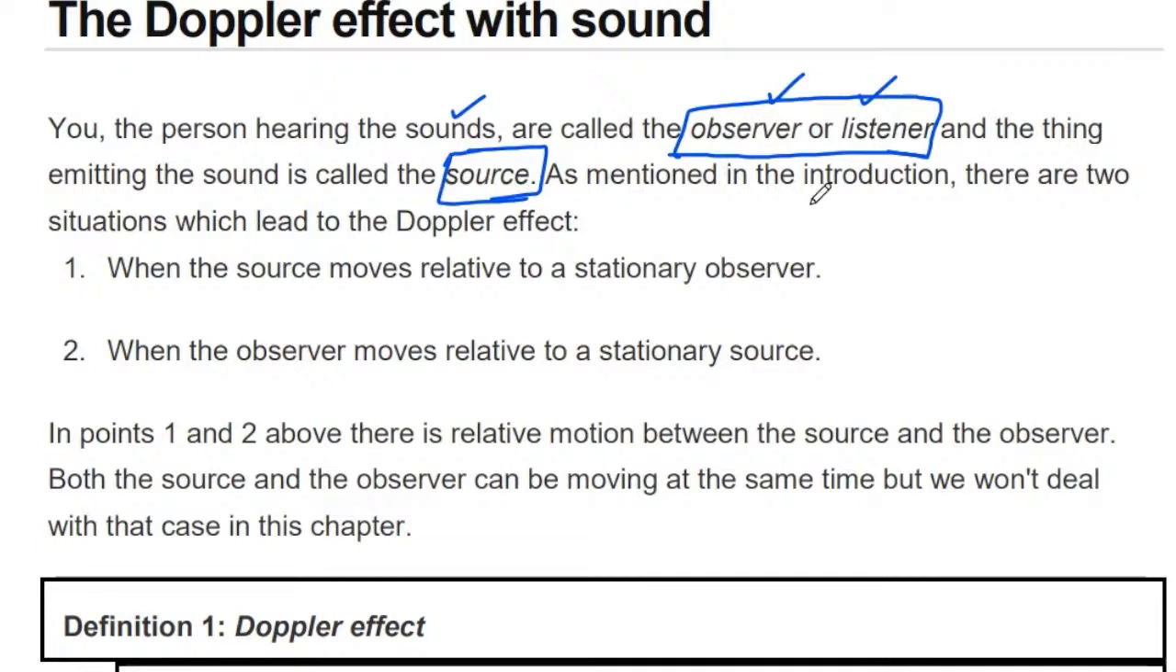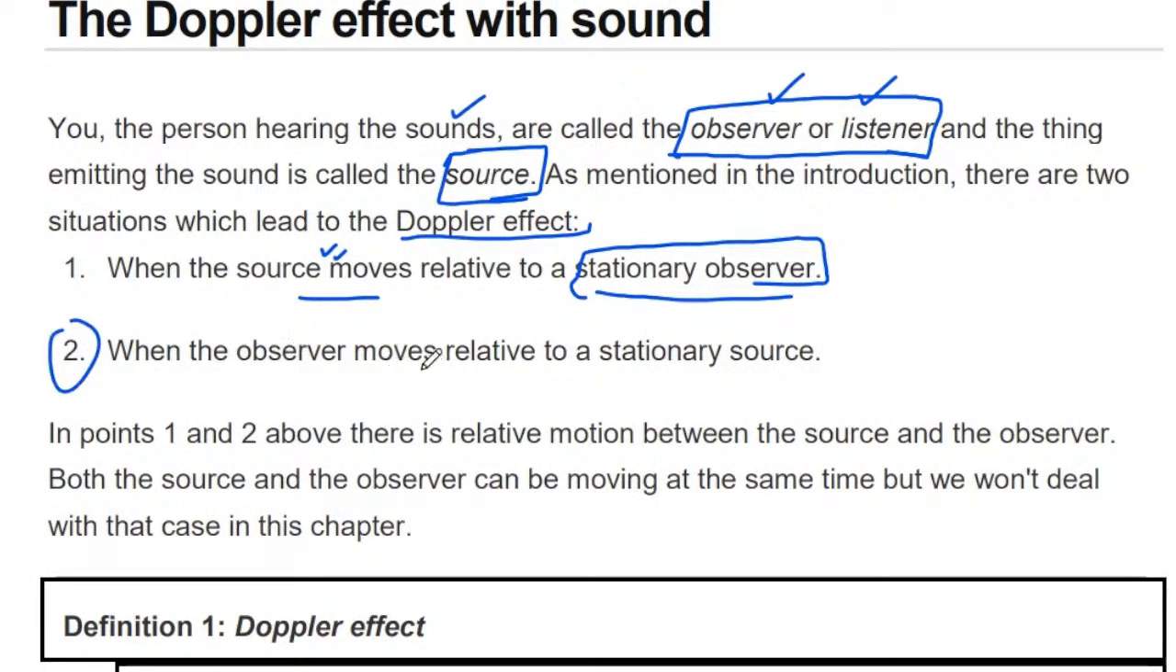So as I mentioned in the introduction, we have two situations which lead to the Doppler effect. Number one, when the source moves relative to a stationary observer. Stationary simply means you are not moving, you're just standing in one place. So the source is moving, it's coming towards you. And then scenario number two, when the observer moves relative to the stationary source. So let's say an ambulance is making noise and then you approach it. What's going to be the difference?